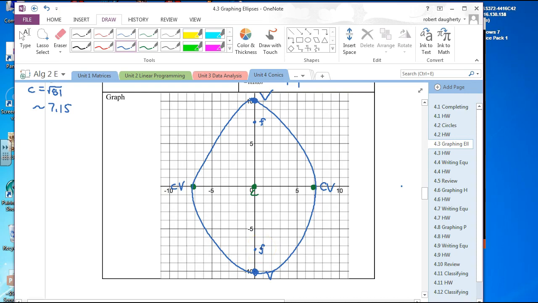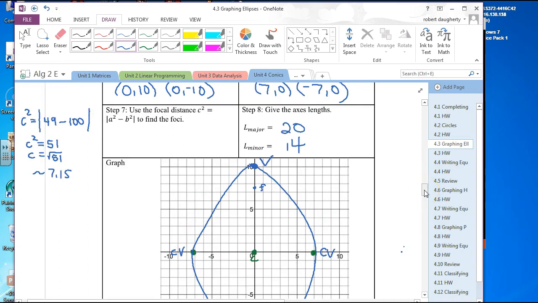So what are these points? This is the point 0, and what's the distance from here to here? Yeah, the square root of 51. So the focus points are going to be 0, square root of 51, and what's the other one? Yeah, negative square root of 51. Those are the two focus points for the ellipse.